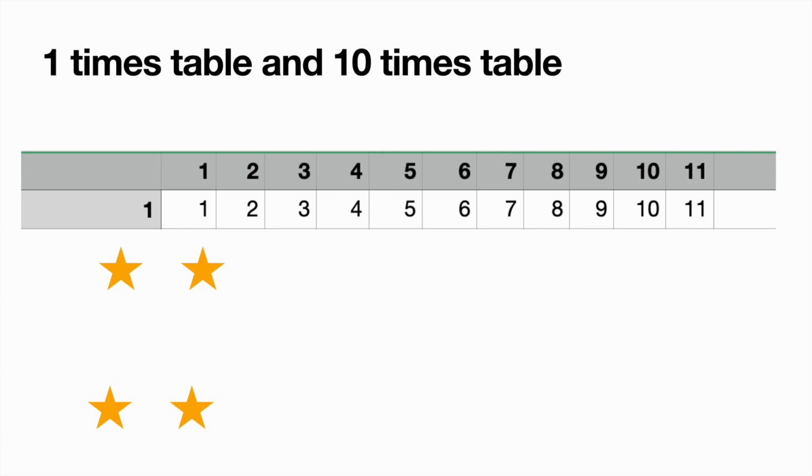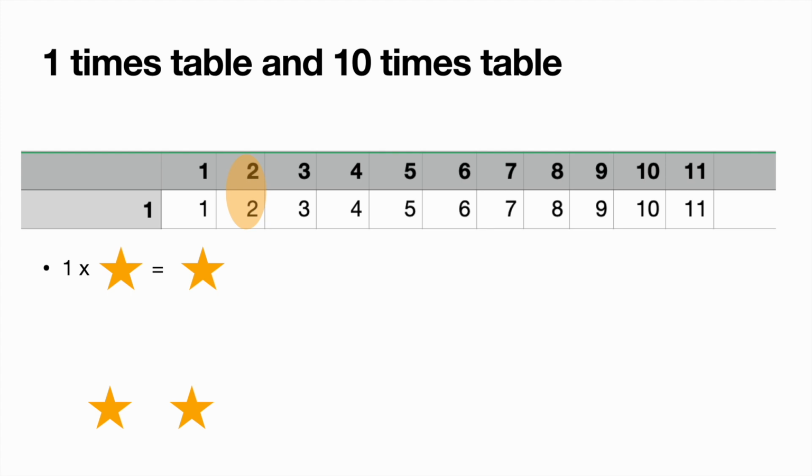For example, here, you see this column here. That means 1 times 2 is 2. You can see up and down here, they have the same number. So basically, 1 times any number will be the number itself. So that's pretty easy to memorize. So that's about 1 times table.